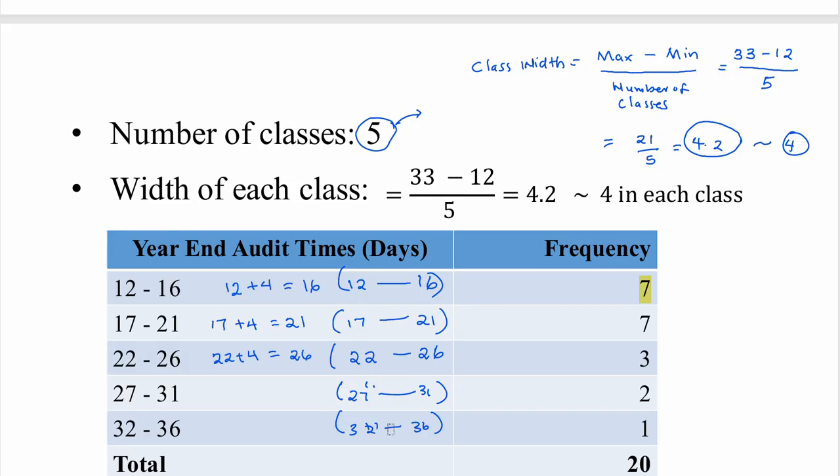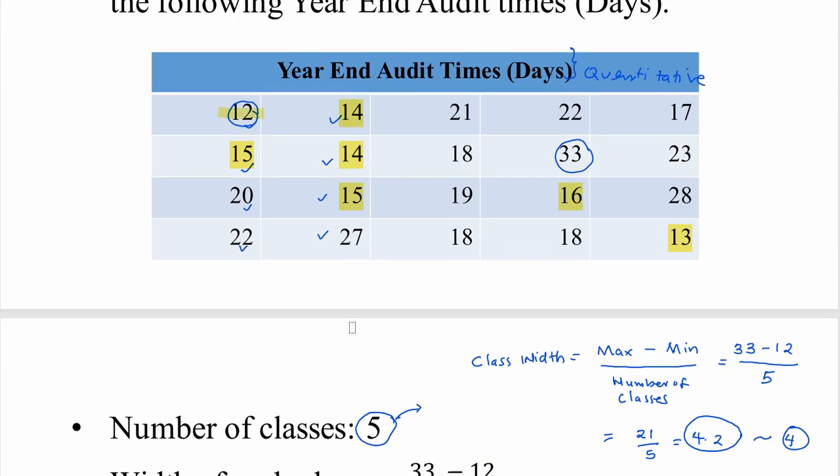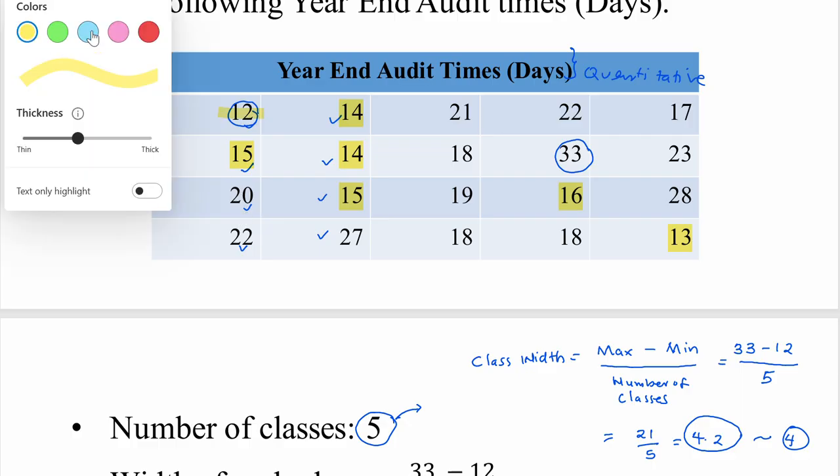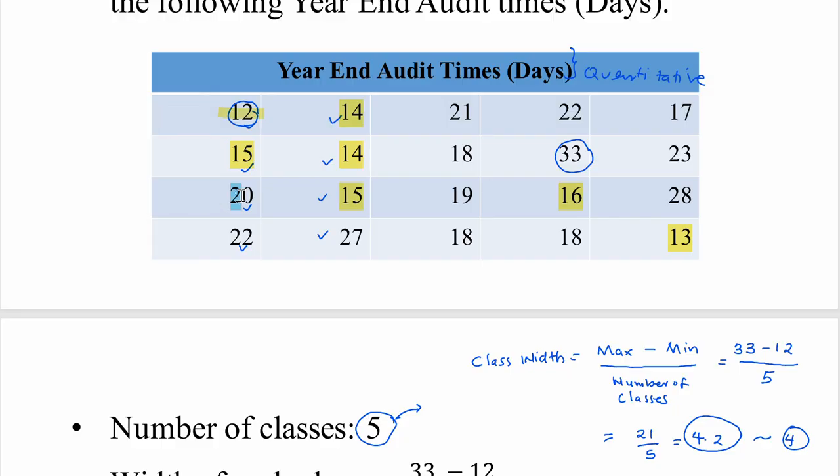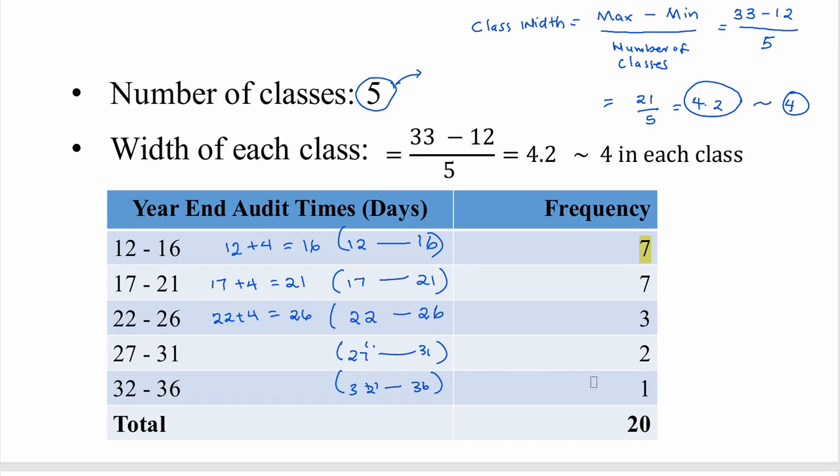Now let's go on to the next class and count the numbers between 17 and 21. So I'm going to use a different color here, just so I don't get messed up with my colors. So 17 and 21, we have 1, we got 2, we got 3, we got 4, we have 5, we got 6, I almost missed it, and then we got 7. So between 17 and 21, the frequency count for that class is 7.